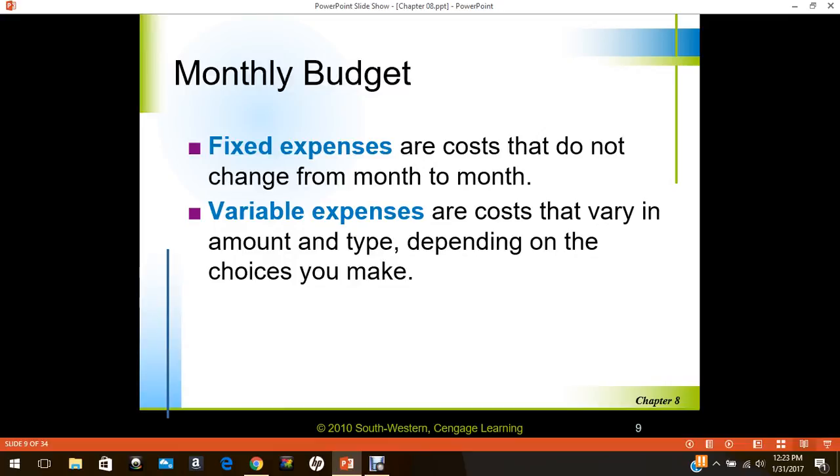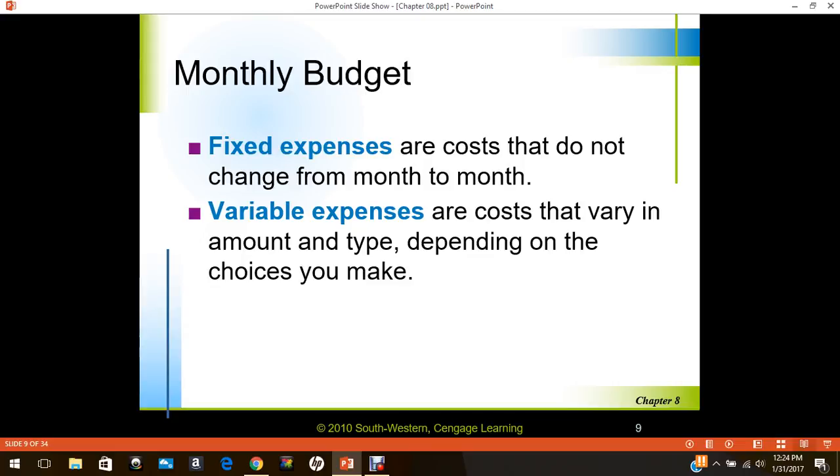Now, another thing that we also have to take into consideration is going to be fixed expenses versus variable expenses. When we talk about fixed expenses, these are costs that do not change from month to month. Now, a lot of times these costs are going to be costs that you're obligated to pay at specific times. For example, you may be obligated to pay your rent, your utility bills, a car loan, or insurance premium. These again are going to be fixed expenses.